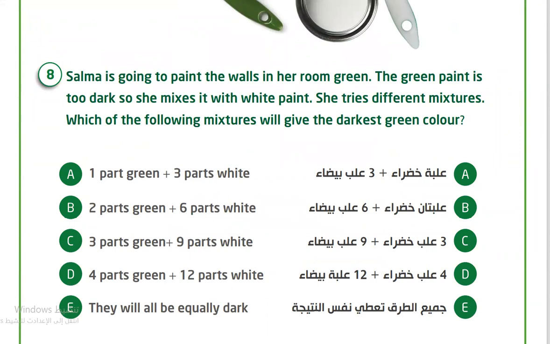Okay, Mariam. Number 8 says Selma is going to paint the walls in her room green. The green paint is too dark, so she mixes it with white paint. She tries different mixtures. Which of the following mixtures will give the darkest green color? 1 part green, 3 parts white; 2 parts green, 6 parts white; 3 parts green, 9 parts white; 4 parts green, 12 parts white; or they will all be equally dark.